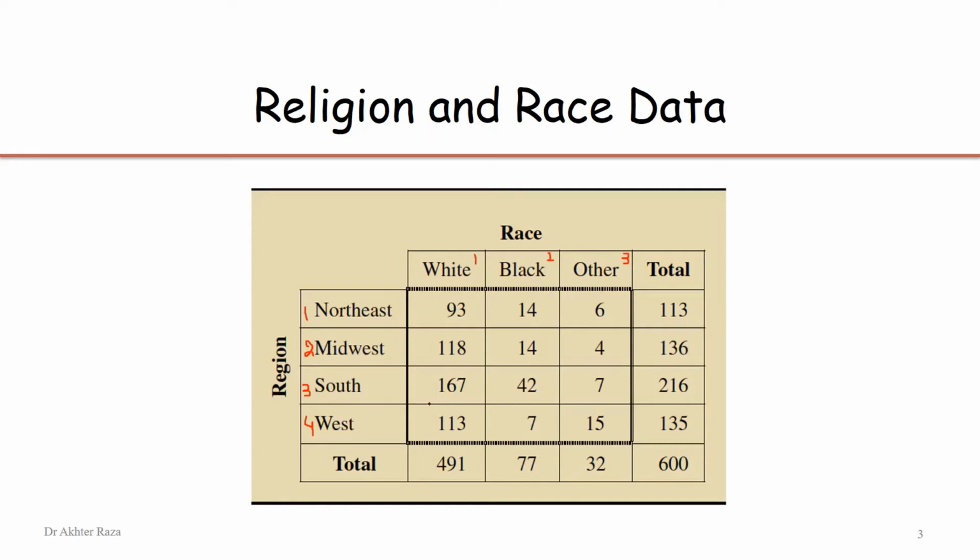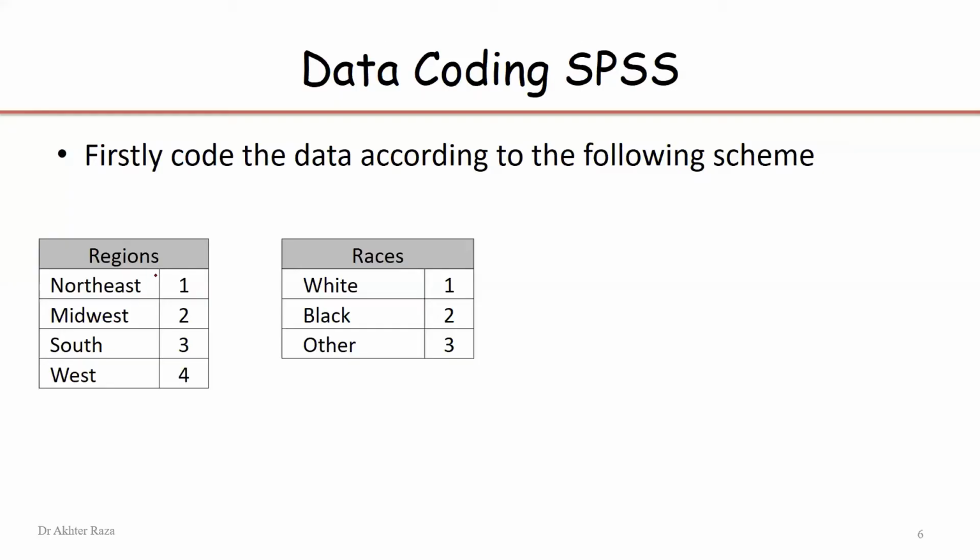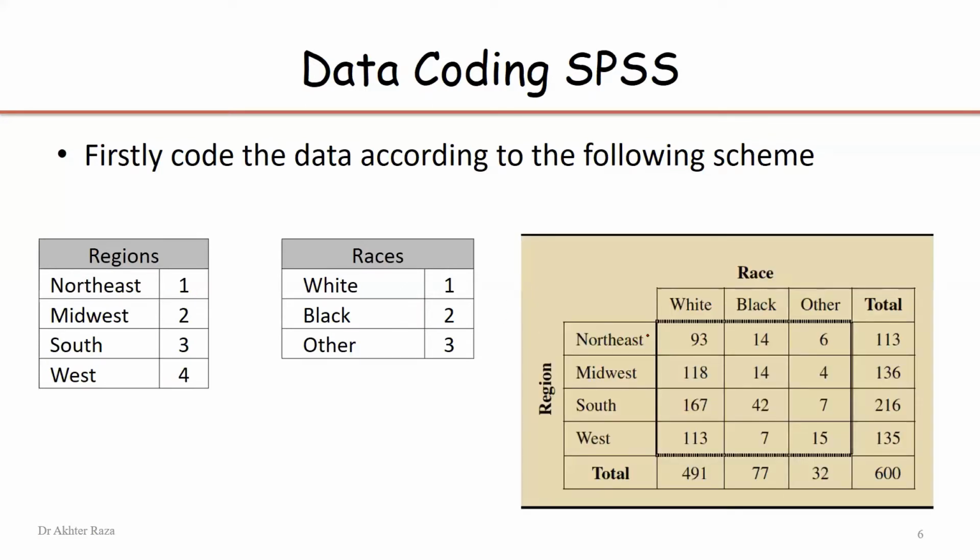Firstly, we have to take the data from here to Microsoft Excel, and from Microsoft Excel we will shift the data to IBM SPSS. These are the two tables which represent the coding scheme which I used. The coding 1, 2, 3, 4 for the regions, because we have 4 regions. Both variables are nominal variables. The races are coded as 1, 2, and 3.